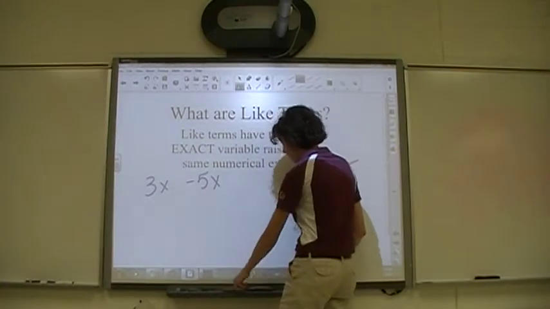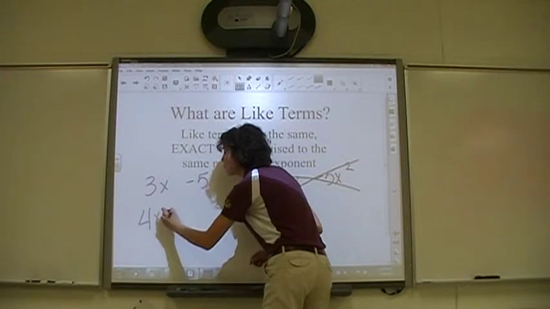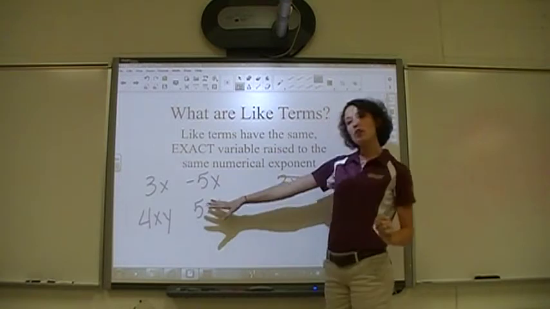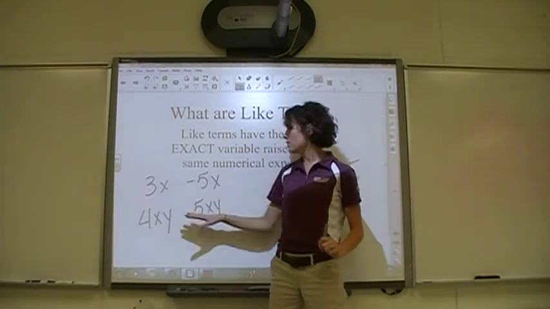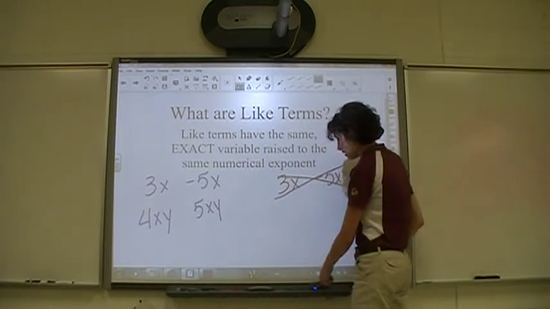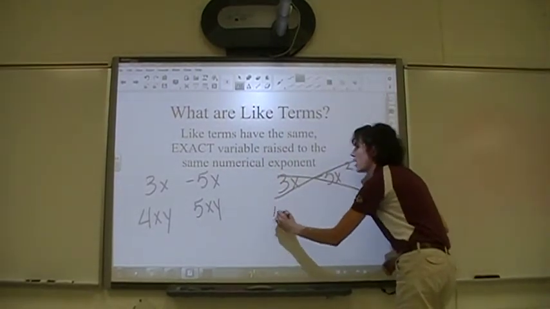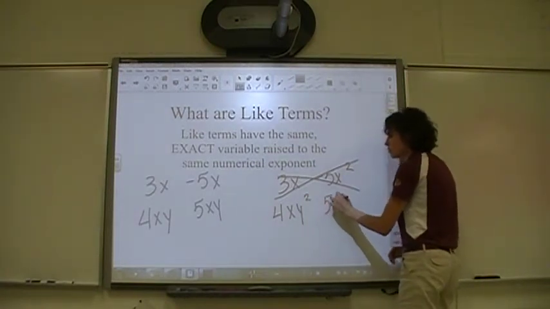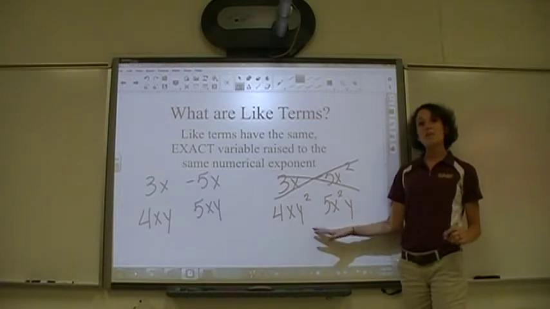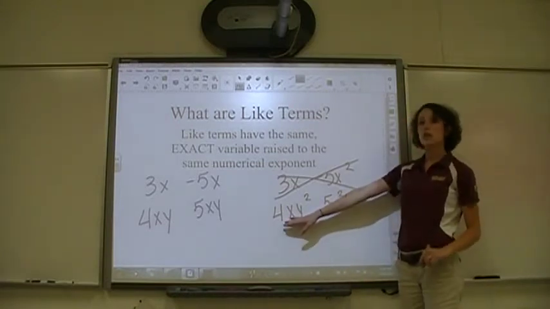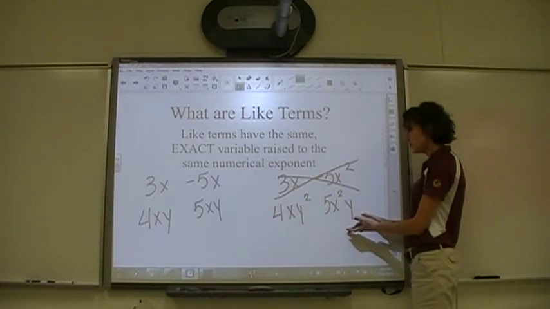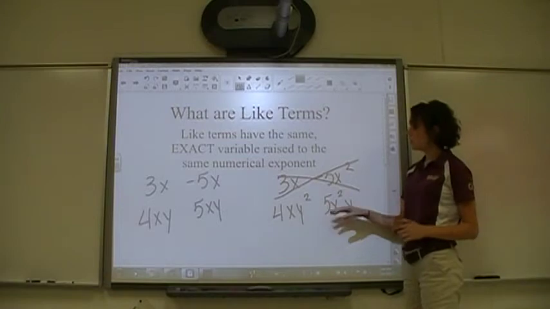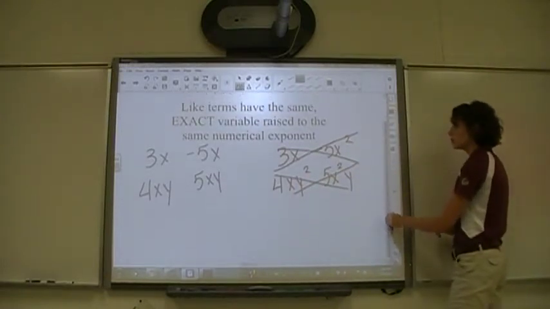If you have 4xy and 5xy, these are like terms because they have the same exact variables. But again, if you were to change exponents and have 4xy squared and 5x squared y, then these would not be like terms, because with the 4, your x just has a power of 1, but in the second part, with your 5, your x has a power of 2. So these would not be like terms.